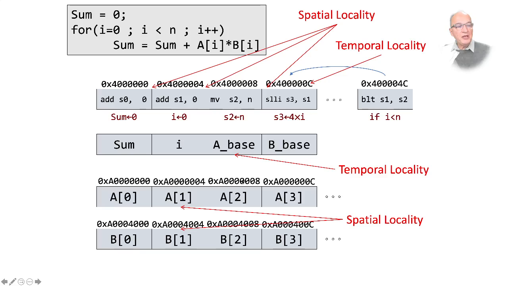And I'll have spatial locality as I access the elements of the array, because once I access element 0 of the array A, I will in the near future access elements 1, 2, and 3, similar to array B. So that's how I'm going to take advantage of my spatial and temporal locality, and this is a concrete example to illustrate how they occur in the execution of a program.